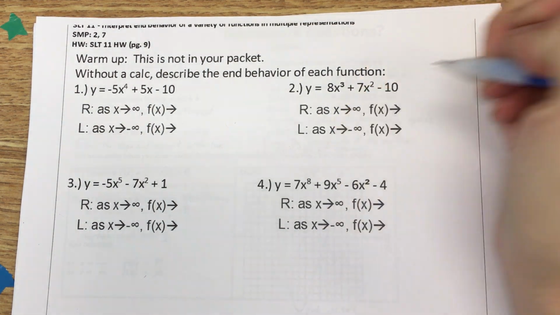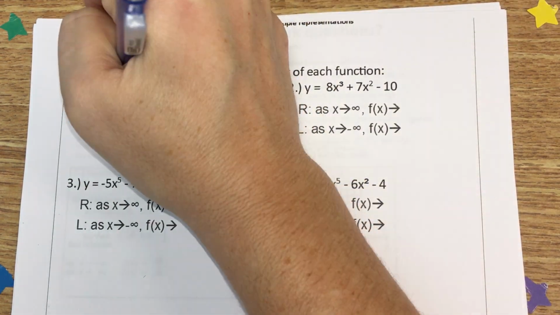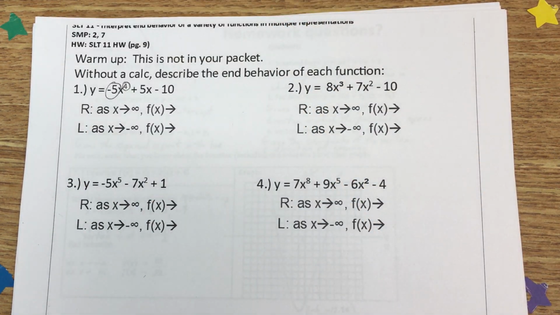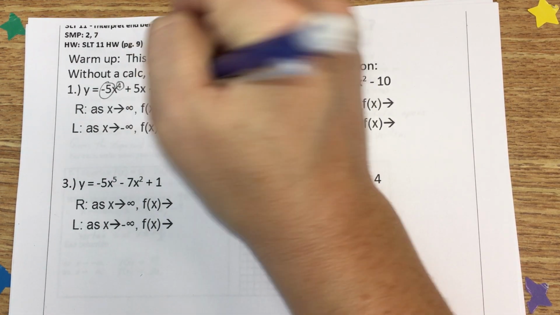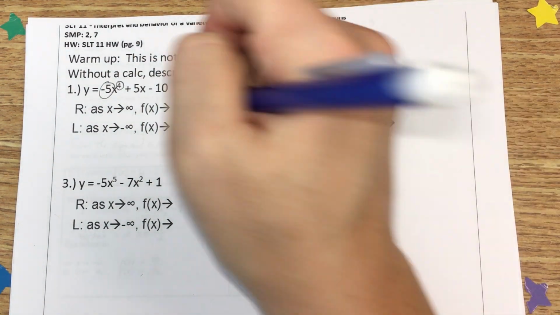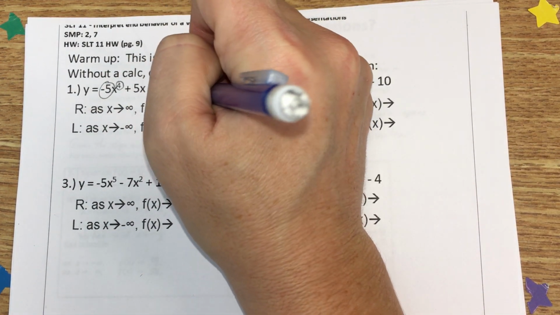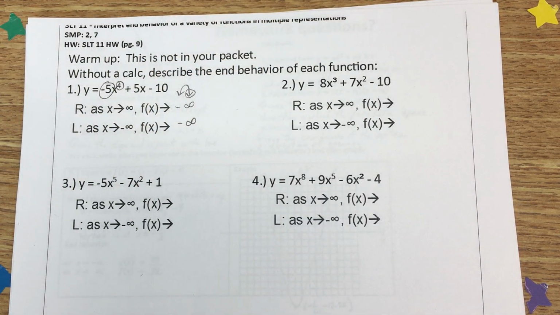So for number 1, I noticed that it has a negative leading coefficient and it has an even degree. And because of that, it's going to look like this. It's going to follow the model of a parabola that goes down. So both the right and the left go to negative infinity.